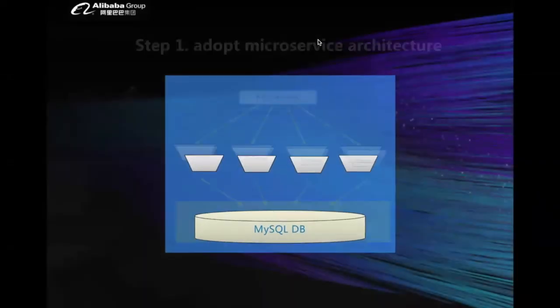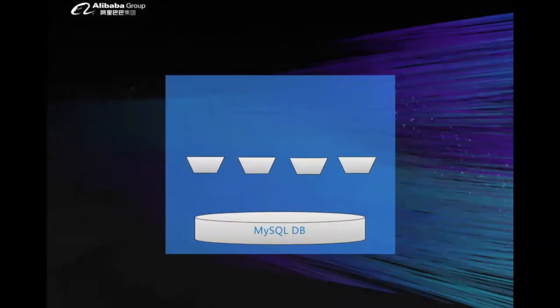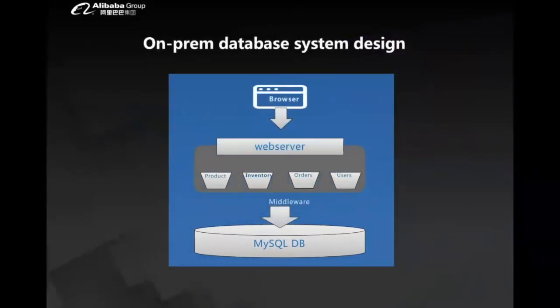So this was one customer story. For this customer, before they migrated to Alibaba Cloud, they had the following on-premises database deployment. So they had a web server. This is a customer in the e-commerce industry. In that web server, they had a whole bunch of functions all handled and combined together. They handle product-related requests, inventory, orders, and users.